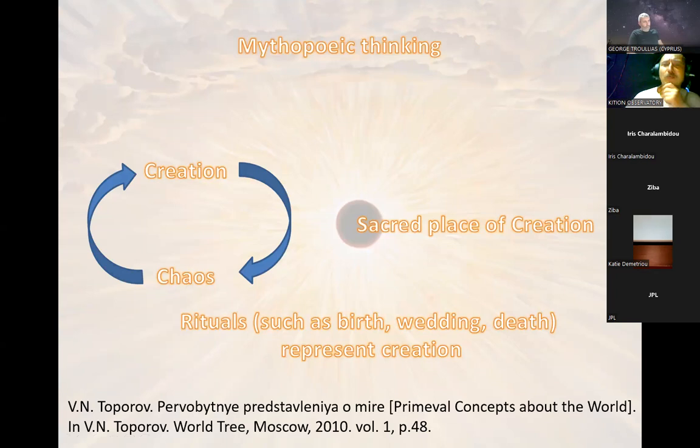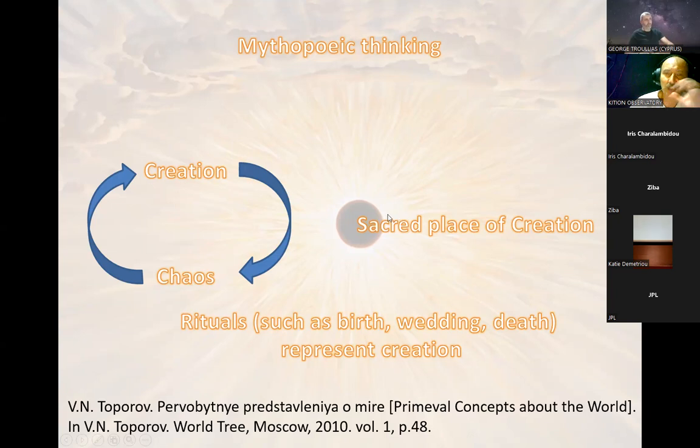Now we are coming to mythopoetic thinking, and it's a bit different from previous time. Here we know a bit much more, and the idea is that there is chaos and creation, and creation comes from the chaos, and then creation dissipates again into a chaotic state, and we have this constant circle, and we should repeat it constantly. With the help of ritual, we return from chaos again to creation. And there is a sacred place of creation.